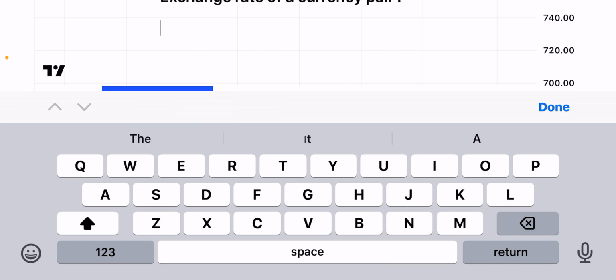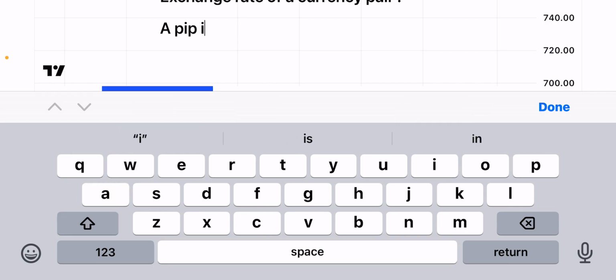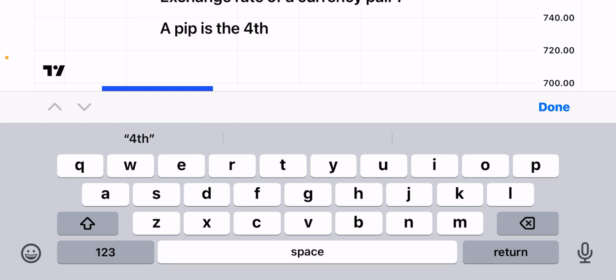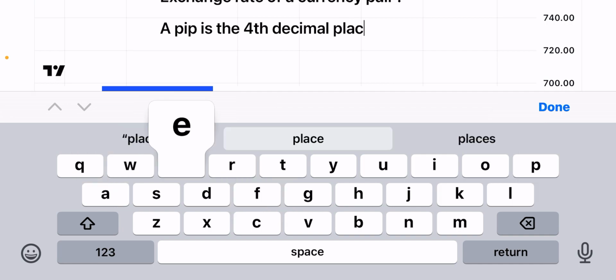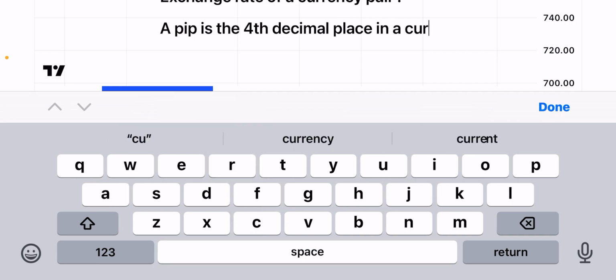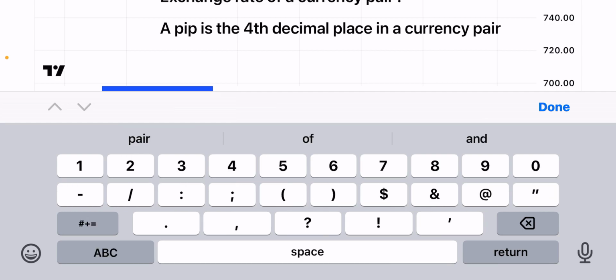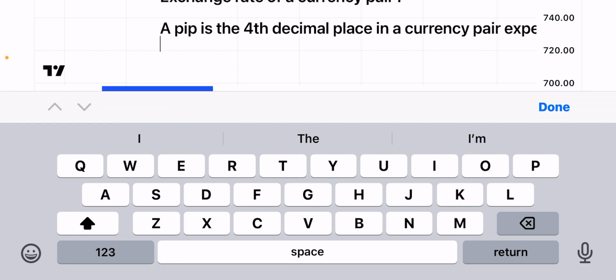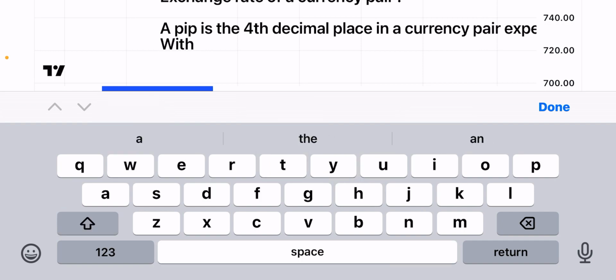So a pip, the main point here, is the fourth decimal place in a currency pair, except pairs with JPY.